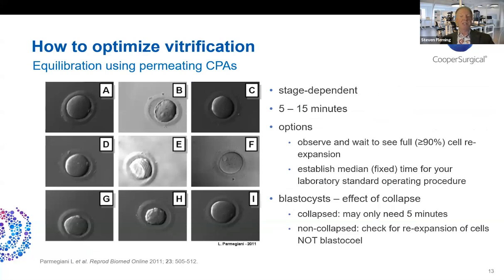It's also important to determine the optimal equilibration timings within different labs by observing the mean time taken for cell re-expansion to 90% or more of their original volume after placement in equilibration medium, because obviously the water is a smaller molecule, leaves the cells straight away, they shrink, and then it'll just take a bit longer for the permeating cryoprotectants to fill the cells.